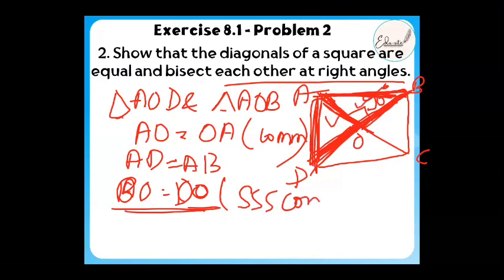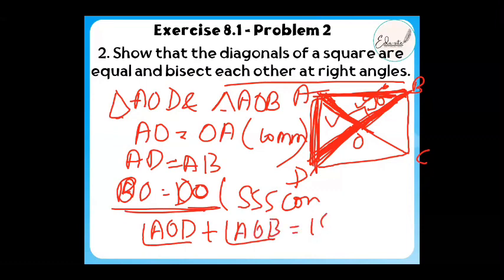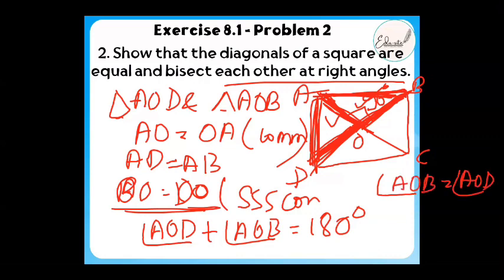If these two triangles are congruent, then for the line standing on it, angle AOD plus angle AOB is equal to 180 degrees. We have to prove here that angle AOB is equal to 90 degrees. How will we prove this? We have a congruent part: angle AOB is equal to angle AOD. This is CPCT.